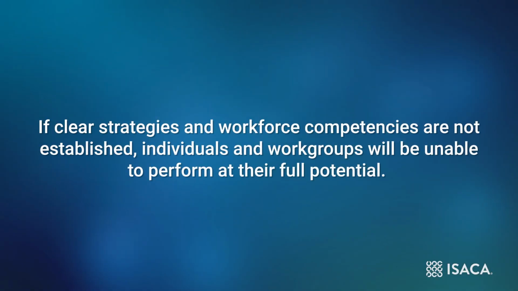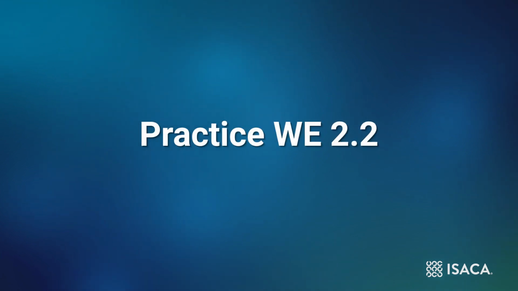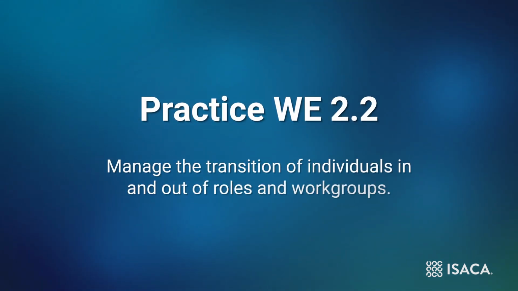If clear strategies and workforce competencies are not established, individuals and work groups will be unable to perform at their full potential. Practice 2.2 in workforce empowerment recognizes that assigning someone with the right skills to a role is not necessarily the best way to get the best from people. When adjusting to a new environment, learning how things are done here can play a significant role in how quickly someone settles in and becomes effective in a new role.